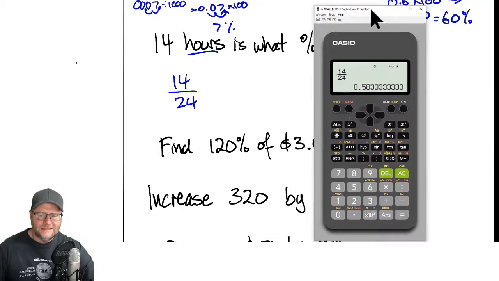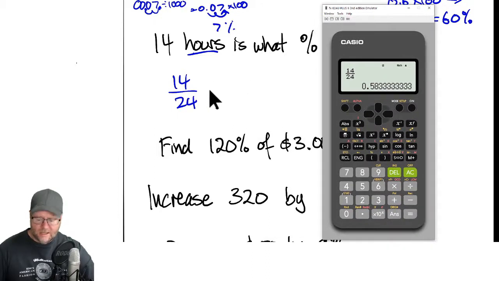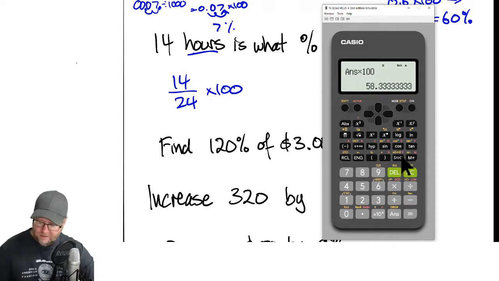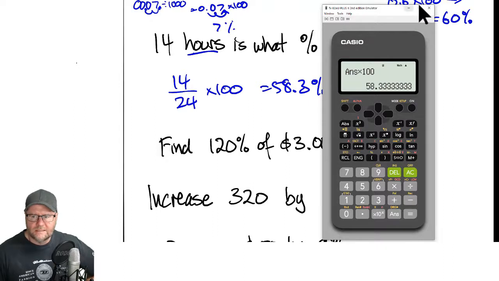Now that's a decimal value, but to change that to a percentage, I have to times it by 100. So let's do that. Times 100. And I get 58.3% rounded to the first decimal place.